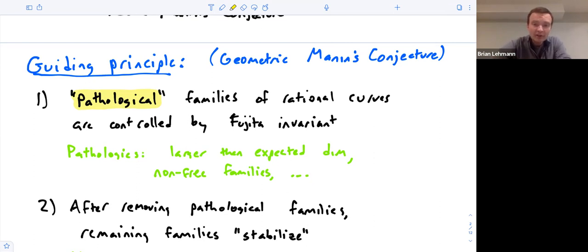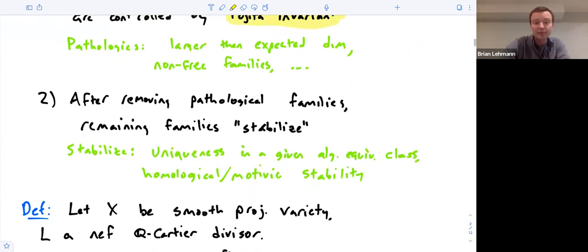And then the hope is that these are controlled by the Fujita invariant. So I'm going to define this in a second. But for now, I just wanted to mention, what is it? So the idea is that it's some measurement of the negativity of the canonical divisor. So it's an invariant coming from the minimal model program. The idea is that the pathologies of rational curves are somehow controlled by the curvature of the canonical divisor. Okay, that's the first part.